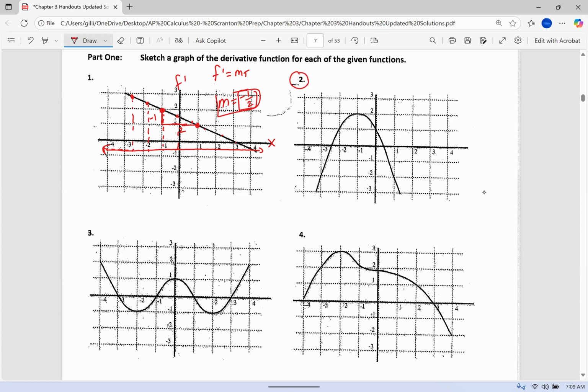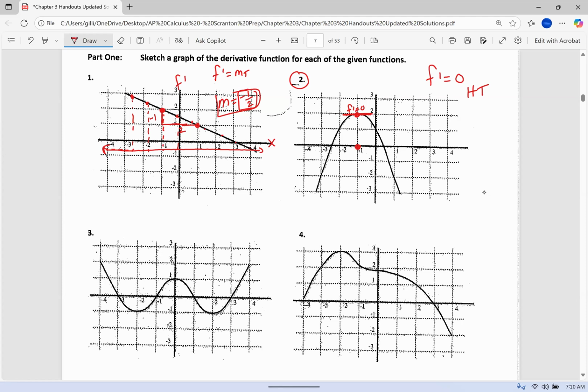In number 2, what do you want to look for? You want to first look for where the derivative equals 0. And that's going to happen where you have a horizontal tangent on the graph. I have a horizontal tangent right here where the slope would be 0. So that means at this x value, the graph of the derivative has to hit the x-axis.